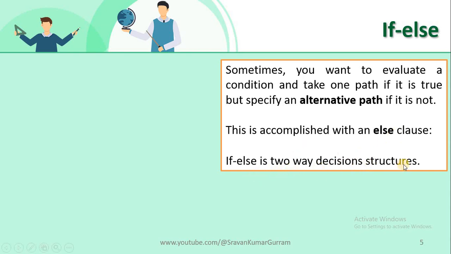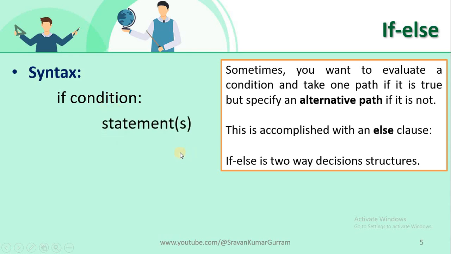If-else is called a two-way decision structure because here we have two decisions. One is if the condition is true, that is one way, and if the condition is false, that is the second way. First, see the syntax of if-else. If is a keyword, we need to frame a condition. After that, write the statement or statements you want to execute if the condition is true. Then the else clause, with its statement or statements. When the given condition is false, these else statements will be executed.